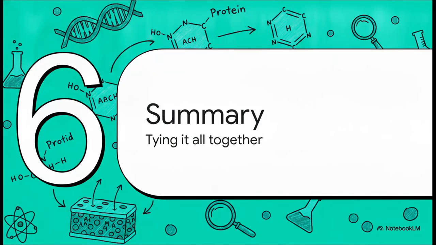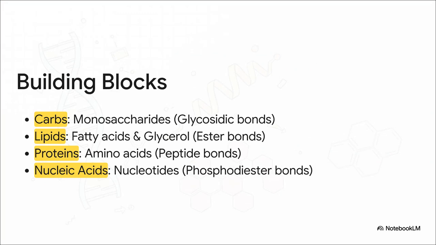Section 6, Summary of Building Blocks. Let's tie it all together. We have covered a lot of molecular ground today, so here is your ultimate cheat sheet mapping the 4 macromolecule families to their specific building blocks and the unique chemical glue that holds them together. Carbohydrates are built from monosaccharides linked by glycosidic bonds. Lipids are largely built from fatty acids and glycerol, snapped together with ester bonds. Proteins are chains of amino acids bound by peptide bonds. And finally, nucleic acids are polymers of nucleotides linked by phosphodiester bonds.